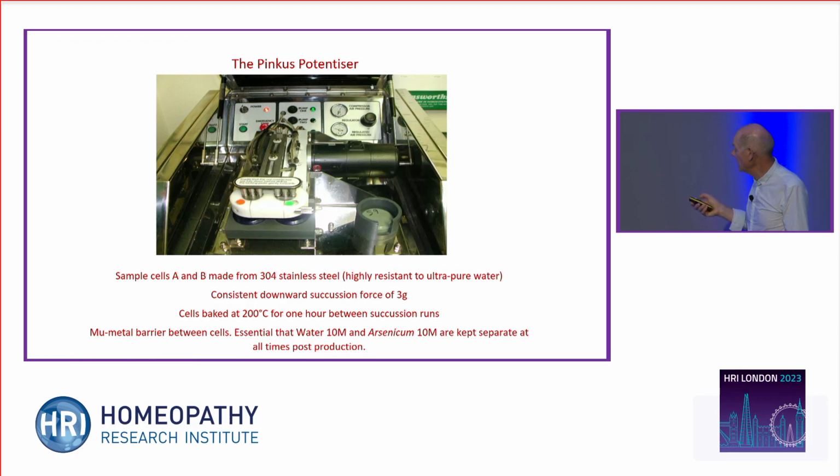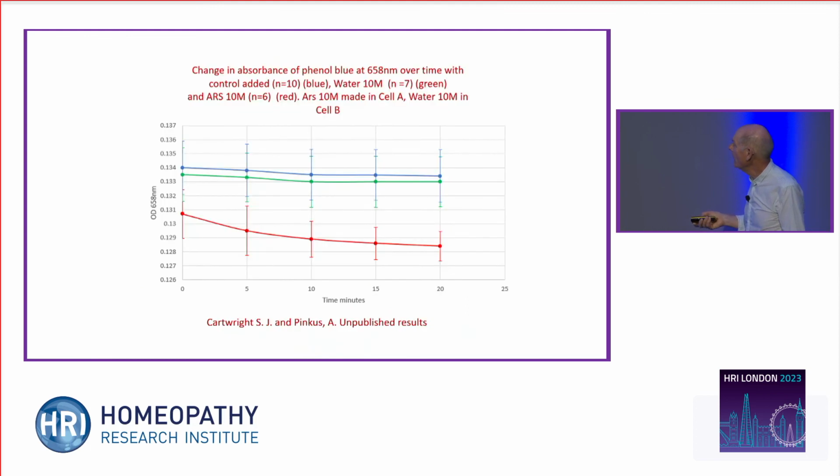So this is the potentizer. Samples, cells A and B, are made from 304 stainless steel, which is highly resistant to ultra-pure water. There's a consistent downward succussion force of 3G. Cells are baked at 200 degrees for 1 hour between succussion runs. There's a mu metal barrier between cells, and it's essential that water 10M and arsenicum 10M are kept separate at all times.